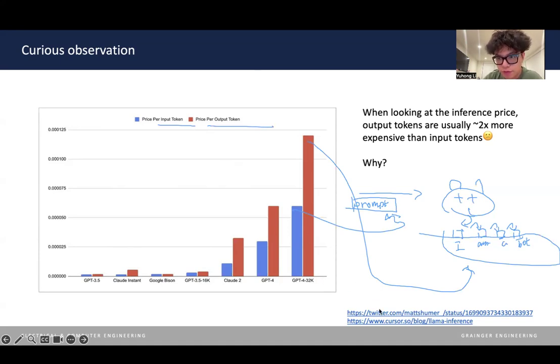It's a screenshot from, I think, last year's Twitter. I'm not sure how this changed. Maybe this price will drop, but output is still more expensive than input. But this might drop this year because of the optimizations implemented.